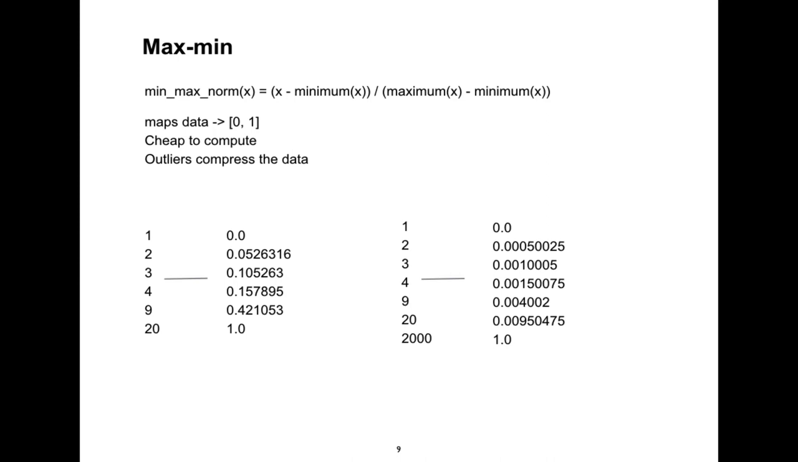The problem is, if this is our data, and this point is slightly larger than everything else, when you map it, it compresses everything else down. And then when you get something really large, now this data is really compressed, right? So outliers really, really affect it.